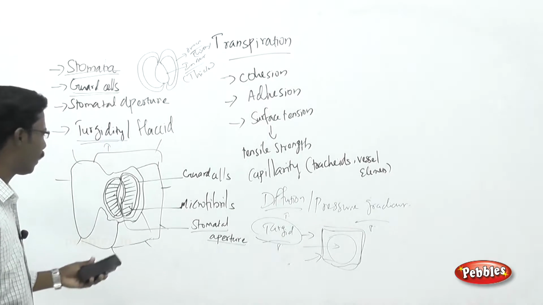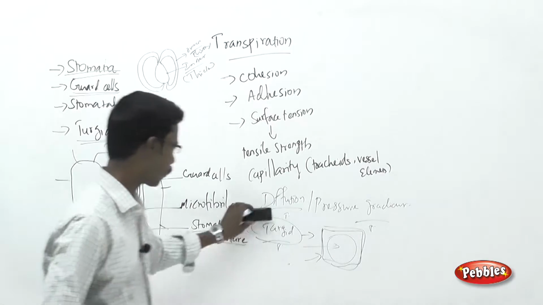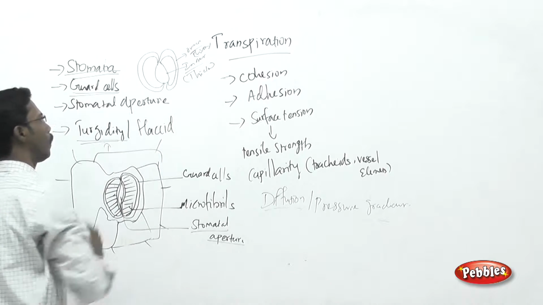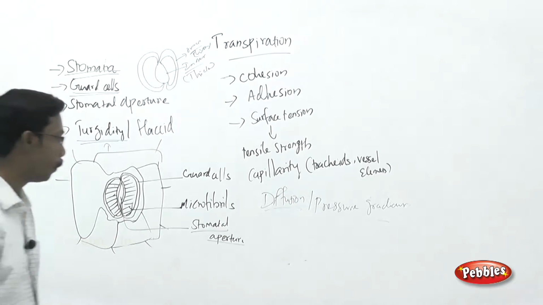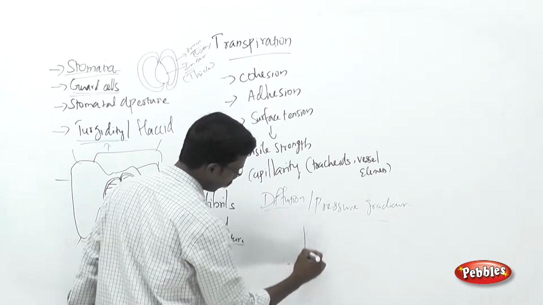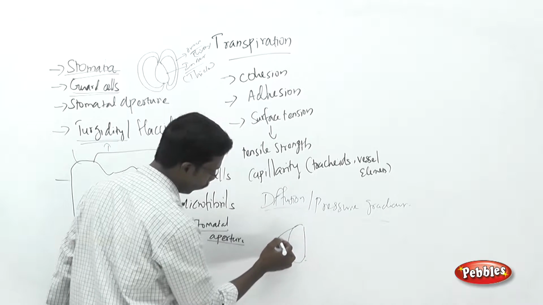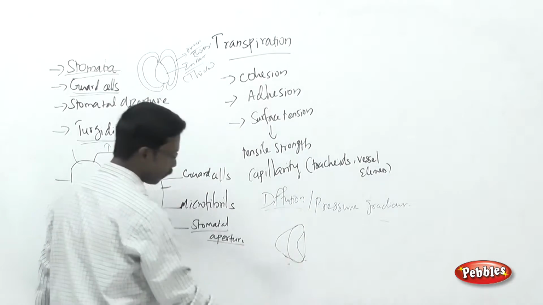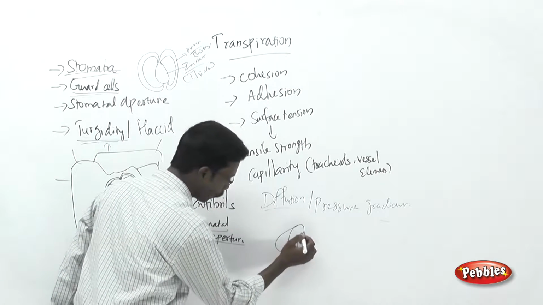With increasing turgidity, what will happen? The thinner cell wall will move. As I told you, the outside of the guard cell is the thinner cell wall. So the thinner cell walls will bulge. If this is the normal shape of the guard cell, the thinner cell wall is going to bulge like this, so that it will automatically pull the inner thicker cell wall. So what will happen over here?